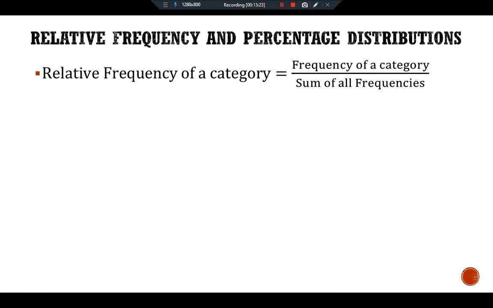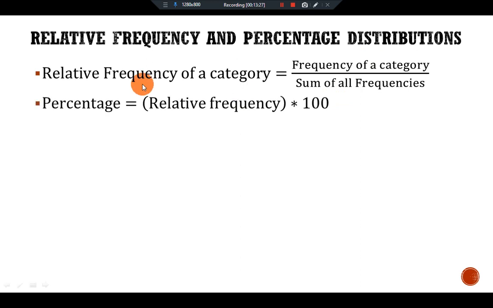While talking about percentage, we have the percentage formula. The percentage is equal to the relative frequency multiplied by 100. So the percentage for a category is obtained by multiplying the relative frequency of that category by 100. A percentage distribution lists the percentage for all categories.